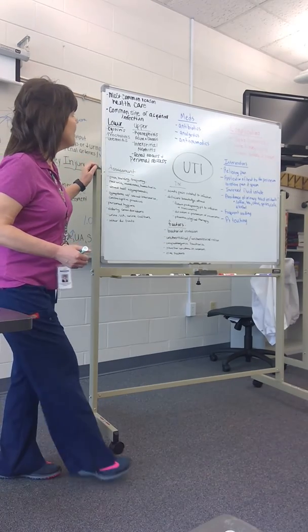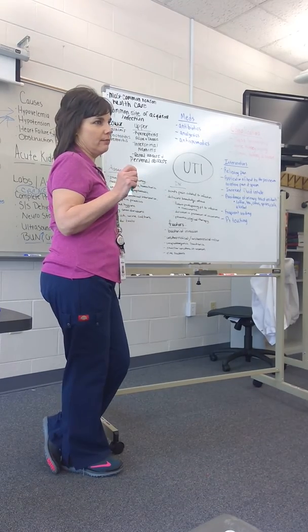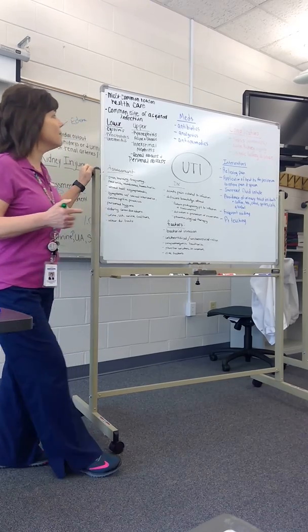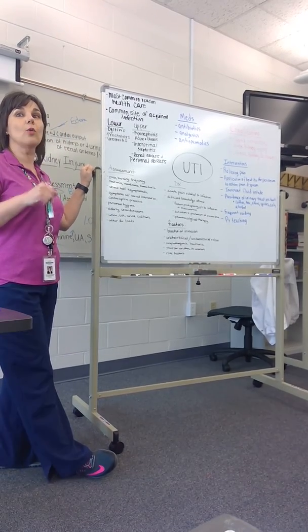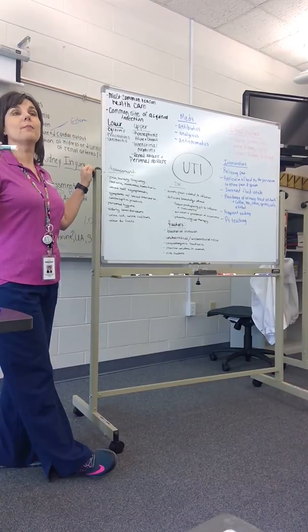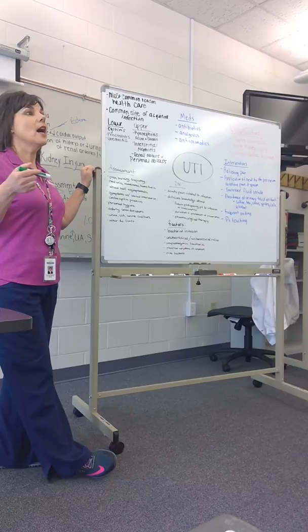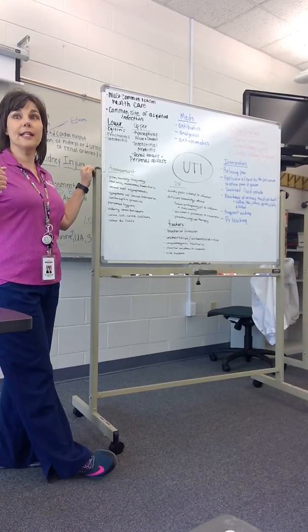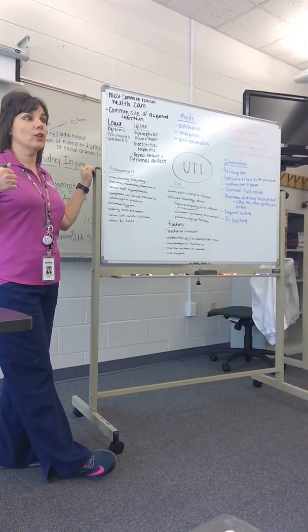So we'll talk now about UTIs. And we all kind of know what a UTI is. So this can be upper or lower. If it's lower, it can be an infection in the bladder, which is called cystitis. If it's in the upper, we can have an infection in the kidneys, which is called pyelonephritis, or it can be in the ureter.